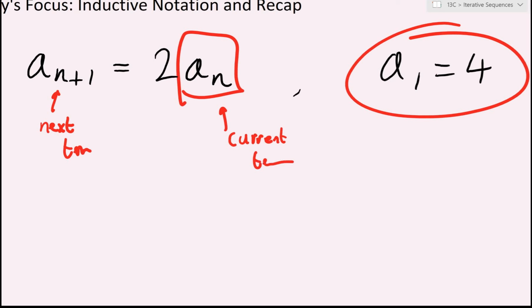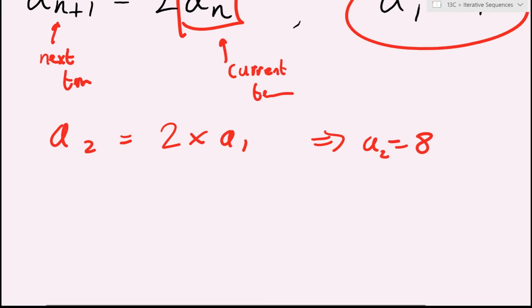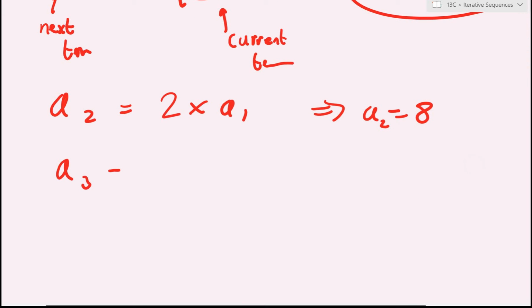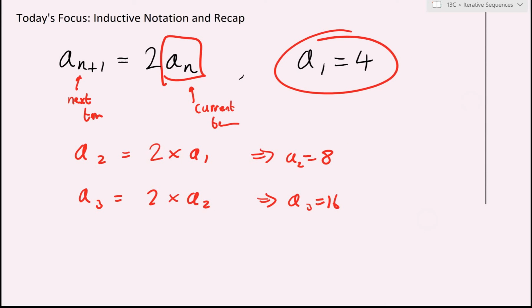So if A1 is 4, then to find A2 is just doubling A1. So therefore A2 is going to be 8. To work out A3, you just double A2. We know that A2 is 8, so therefore A3 is 16, and so on and so forth. That is it. So you basically only work out the next term if you know the previous term.